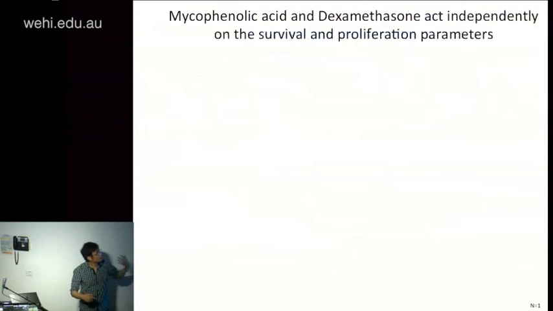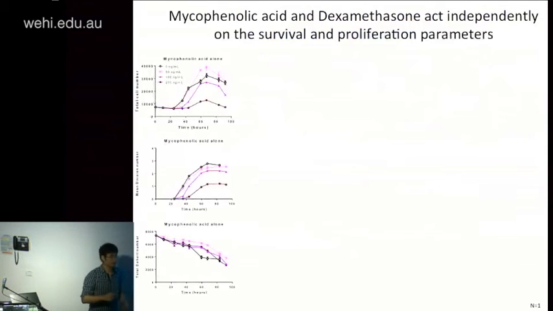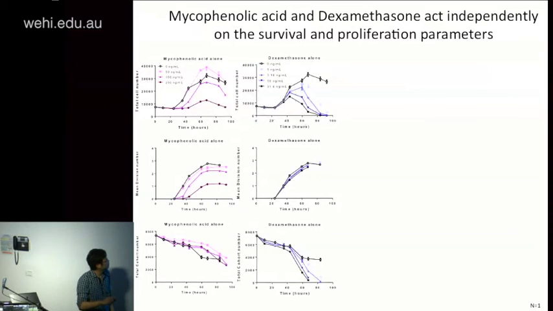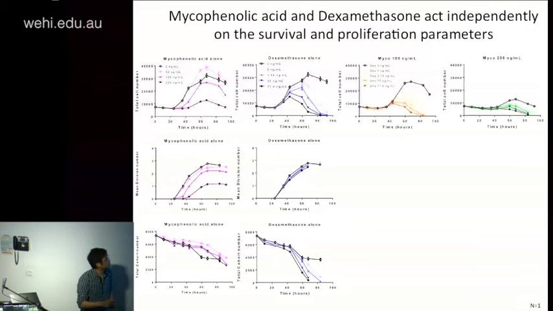Now, another combination I'd like to show you is a combination of mycophenolic acid, which, as you can see, only affects proliferation with no effect on survival, and dexamethasone alone, which has no effect on proliferation and only acts on survival. If you combine these two drugs, here we have mycophenolic acid at 100 nanograms per ml, titrated against dexamethasone, and here we have 200 nanograms per ml against different concentrations of dexamethasone.